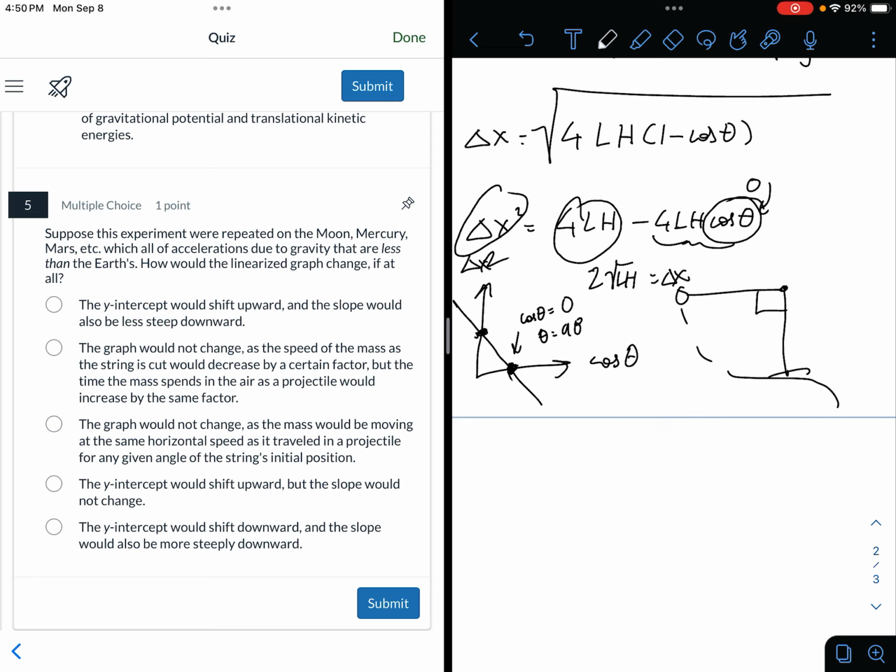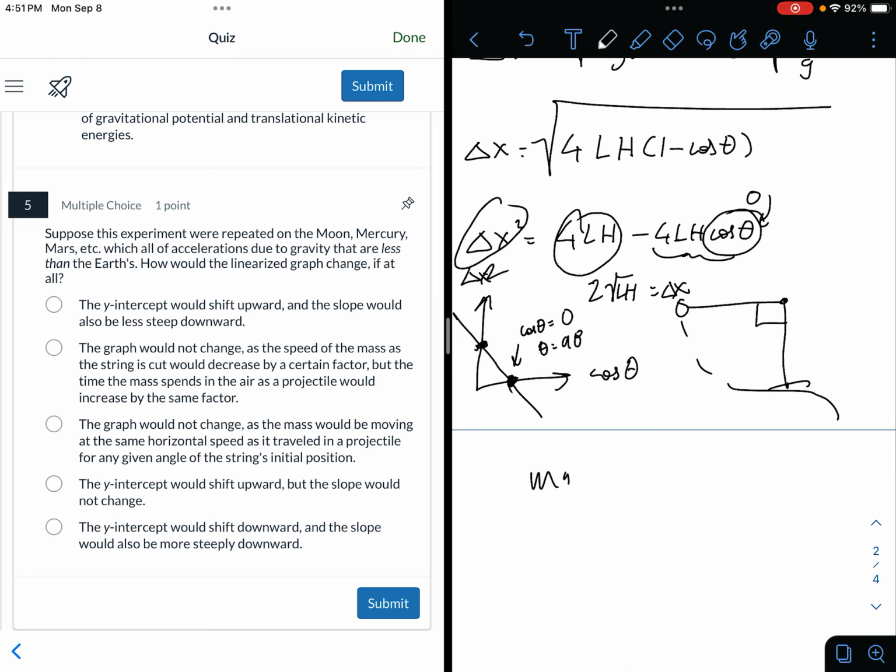And we're going to see how the linearizations change if you were on the moon, Mercury, whatever. And actually, what's beautiful about this is nothing would change. You would get the exact same graph. And the reason is because when you change the gravitational field strength, your speed changes by a certain amount. Let's do the actual proportional reasoning.